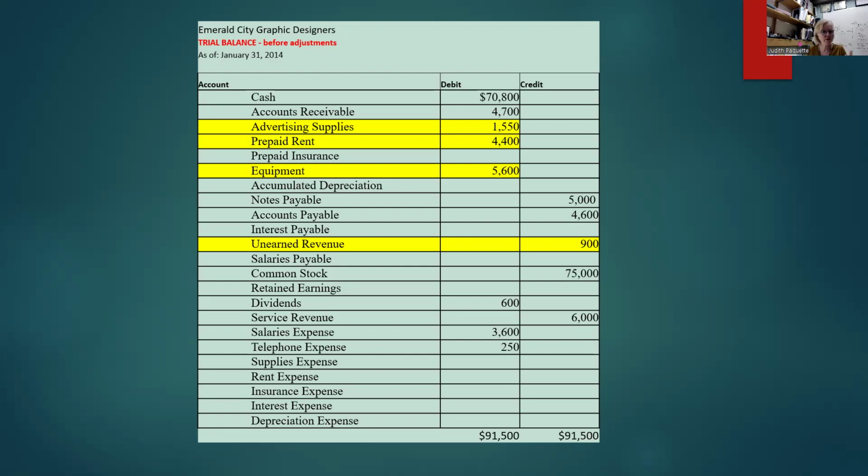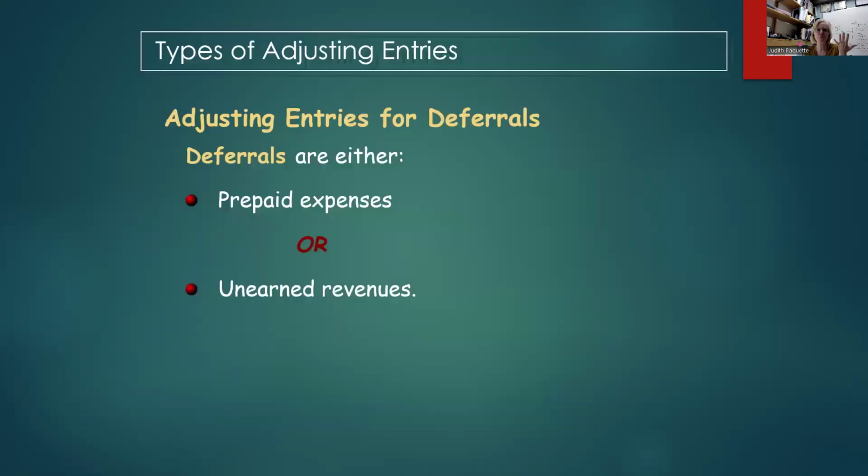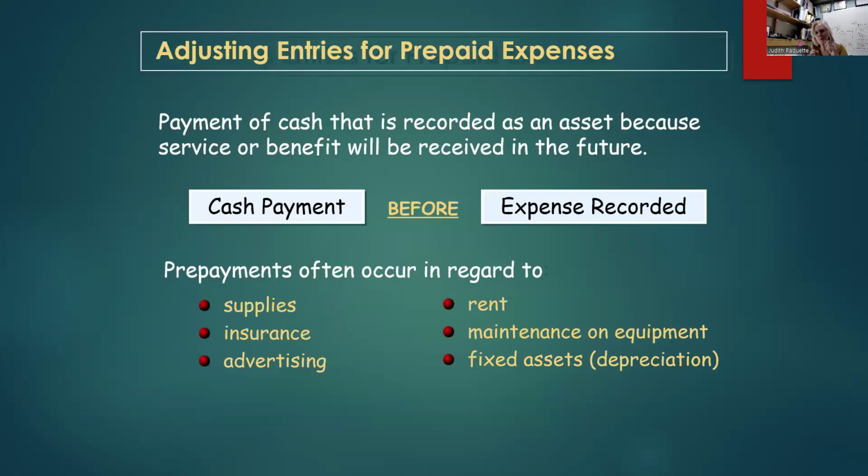And then so that's 5 really for prepaids. Prepaid rent and prepaid insurance are so similar that we treat them very similarly. So we'll do an example before you go.